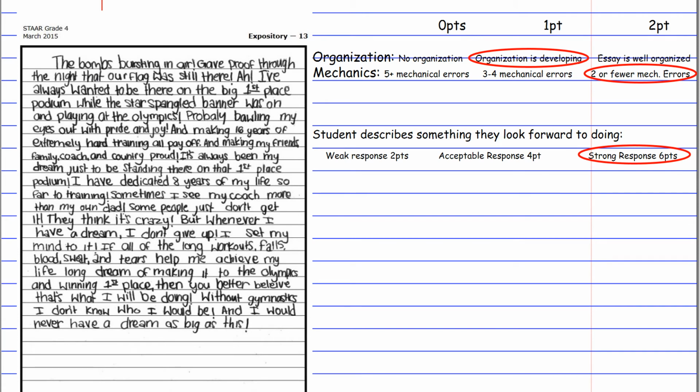Looking at another student's essay to the same prompt, we see that this student looks forward to one day standing on the Olympic podium receiving her first place medal. The organization is developing, however it lacks paragraph structure. I would give her 1 point for organization. The essay is very well written, with little mechanical error, and strong imagery supports the prompt. Holistically, I would give her a 6 on a 2 to 6 point scale.